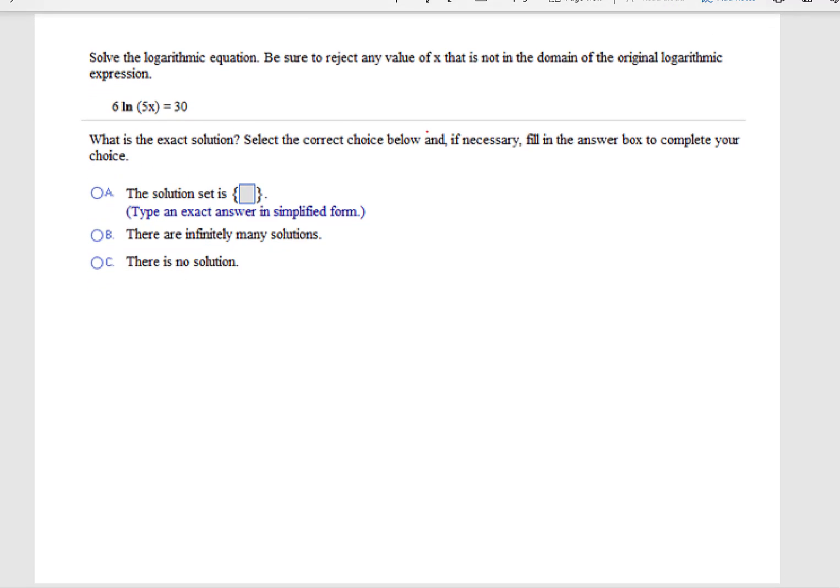All right, solve the logarithmic equation. Be sure to reject any value of x that is not in the domain of the original logarithmic expression. That's just saying that if it makes that value that we're taking a log of negative, then we have to reject it. Okay, so I'll write this a little bit bigger.